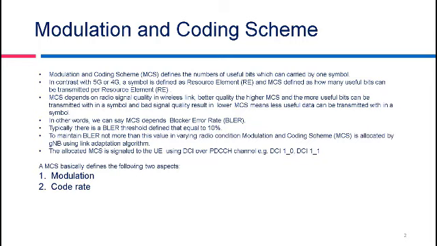So modulation and coding scheme basically defines the number of useful bits which can be carried by a symbol. In contrast with 5G or 4G, a symbol can be defined as a resource element or RE, and MCS is defined as how many bits can be transmitted per resource element.